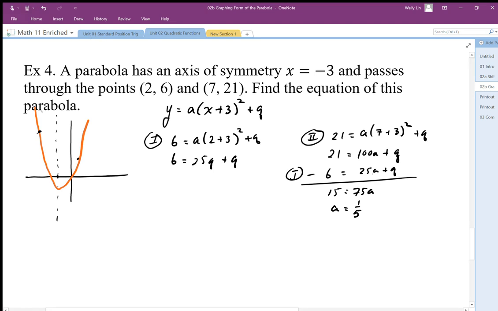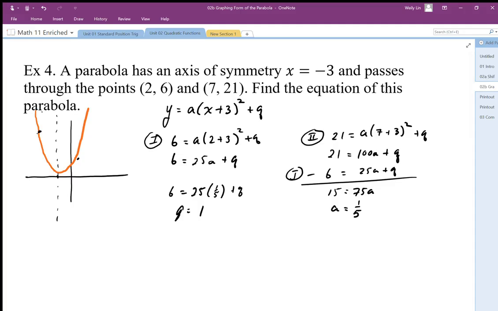I need to then solve for q by plugging back in. So I'm going to just plug it back into equation 1, so that's 25a, and my a value was 1/5. Solve for q. Looks like q is equal to 1. Okay, so when I sketch in this graph now, I know where my vertex is. It's going to look something like that and something like that. Okay, so there's my parabola.